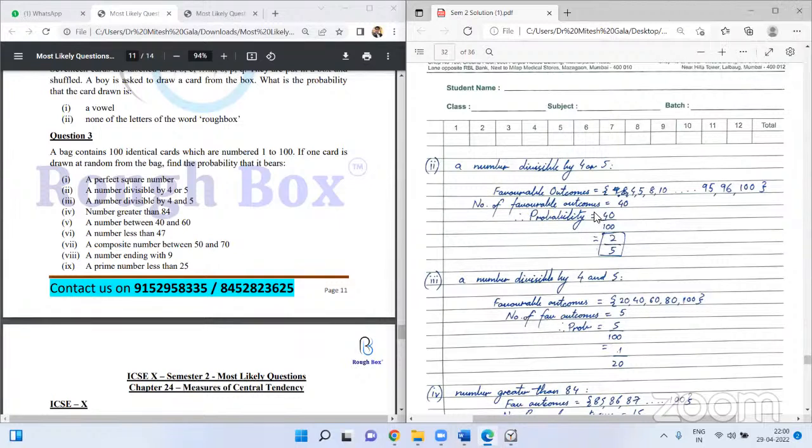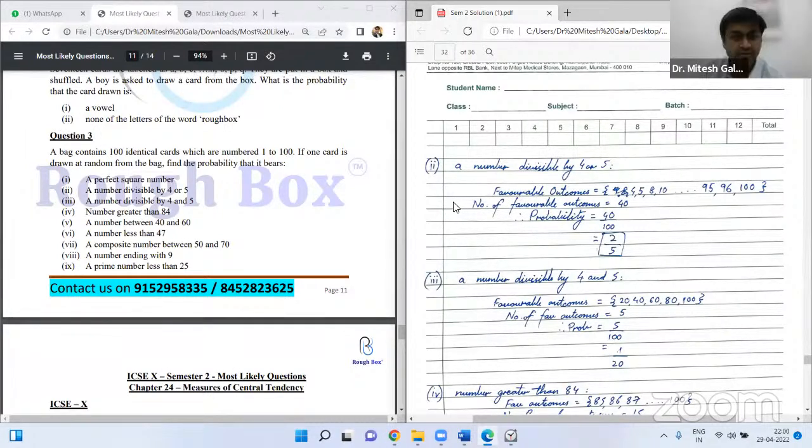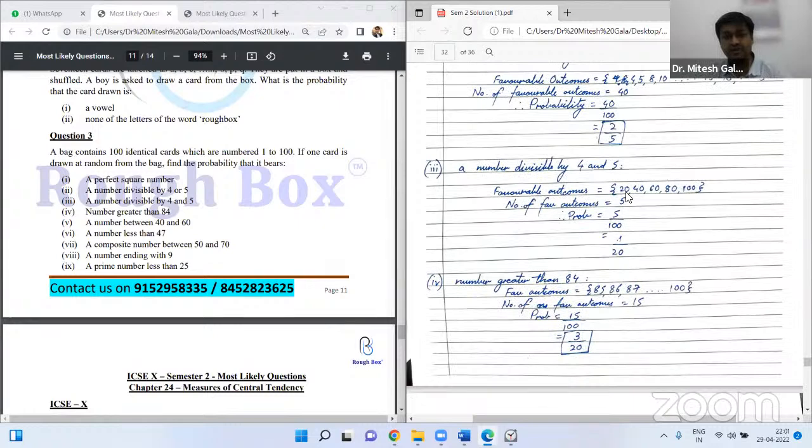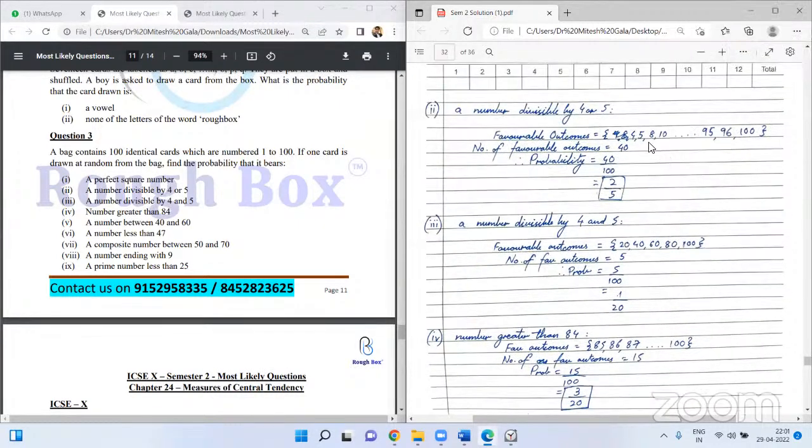Sir, in OR, what do we have to take? Sorry? In OR. You have to consider both and subtract the common ones. Sir, for 4 and 5 in the sample space, will we write all? No, here I have written 4 and 5 is 20, 40, 60, 80, 100. That's it, only these. And here you may not write all, just put dot, dot, dot. That's enough.